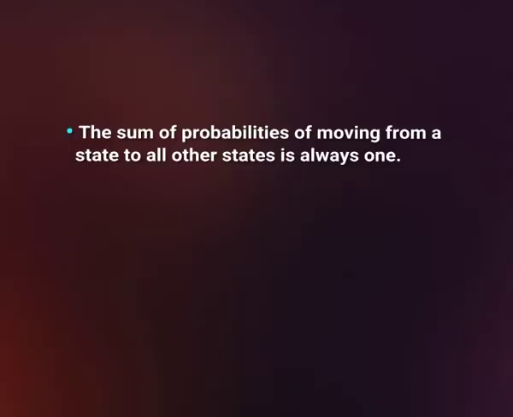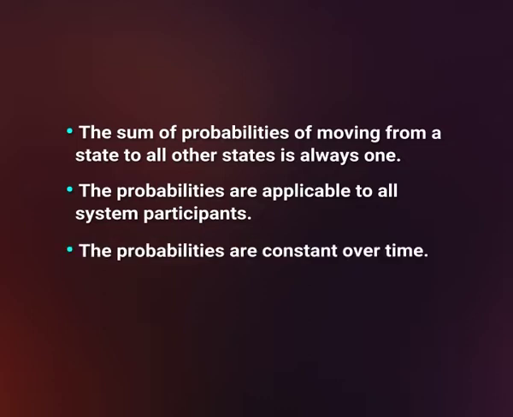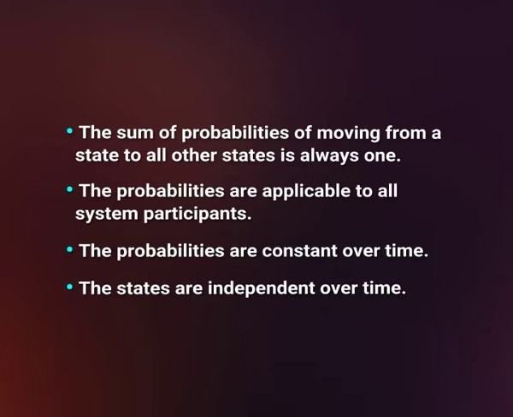The following assumptions are made in the Markov model. The sum of the probabilities of moving from a state to all other states is always 1. The probabilities are applicable to all system participants. The probabilities are constant over time. The states are independent over time.